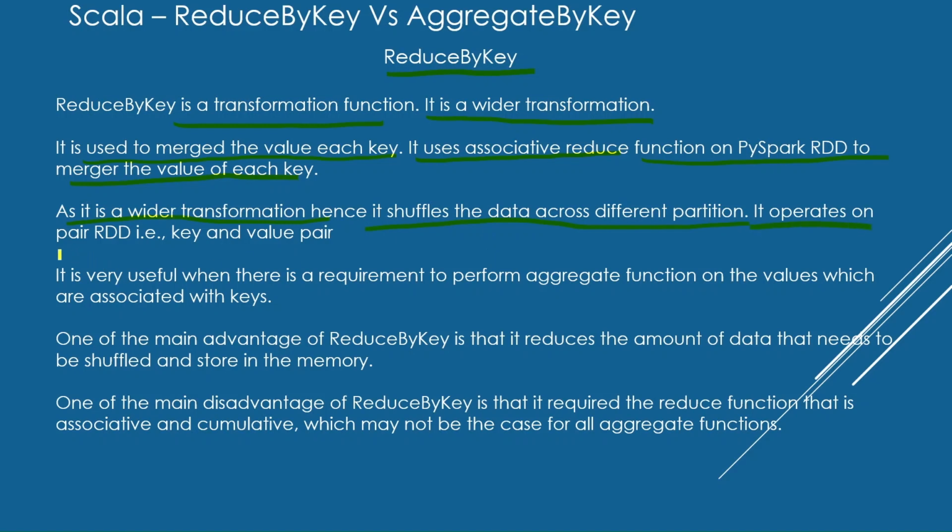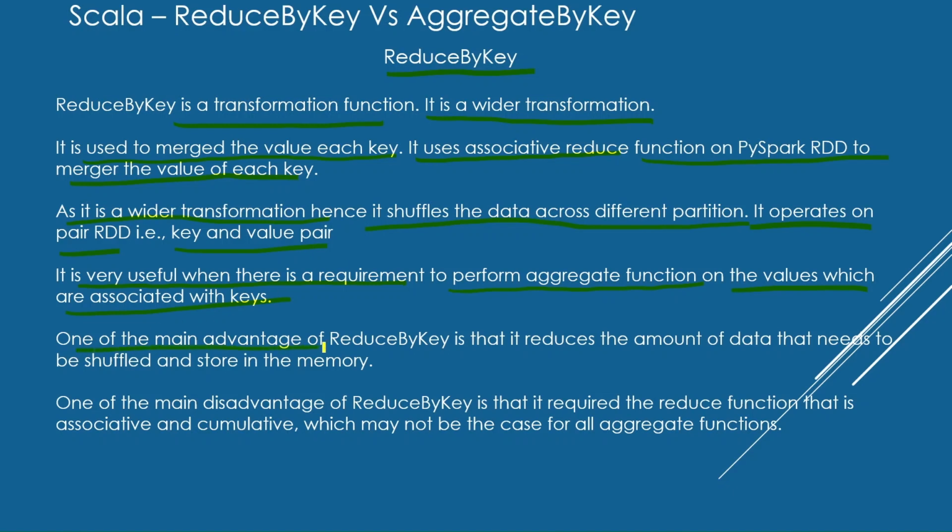It operates on a pair RDD, key and value pairs. So whenever we use reduceByKey over an RDD, the RDD must be a paired RDD, meaning the data is stored in the RDD in key and value pairs. It is very useful when there is a requirement to perform an aggregate function on the values associated with the key. So whenever we perform any kind of aggregation over the values of each key, reduceByKey will perform better.